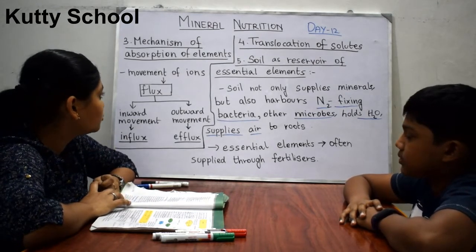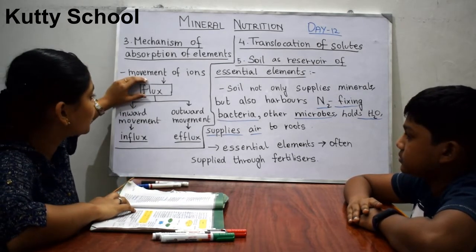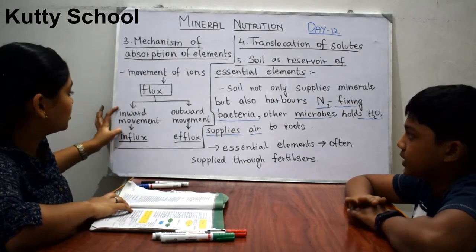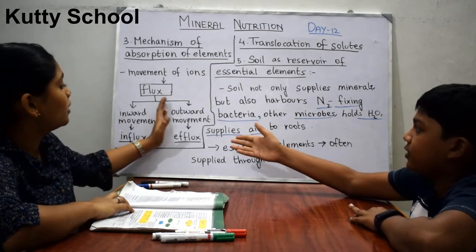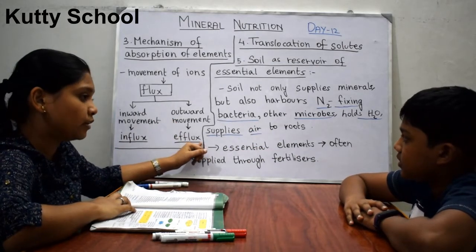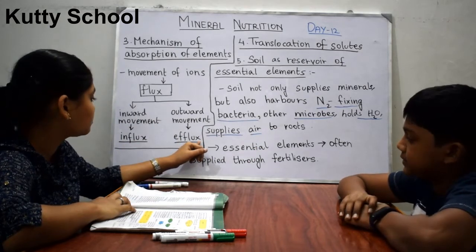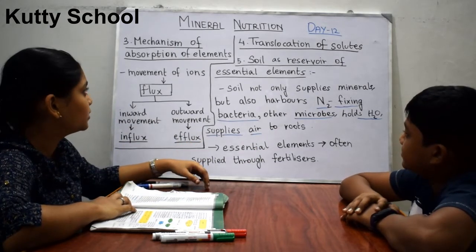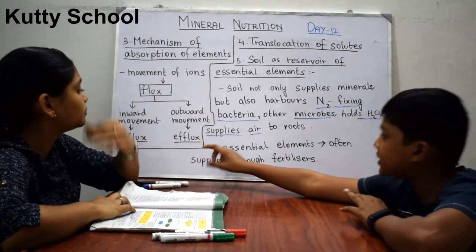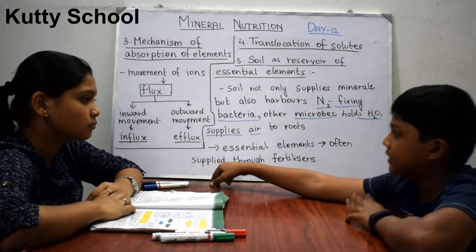There are two kinds of movement of ions in plants, generally known as flux. The inward movement of ions is known as influx, and the outward movement is known as efflux. We can remember efflux as E for exit.